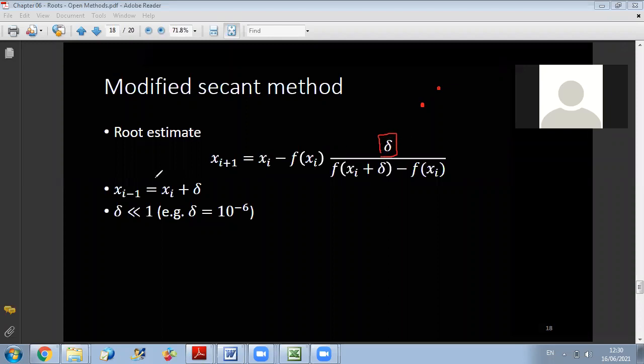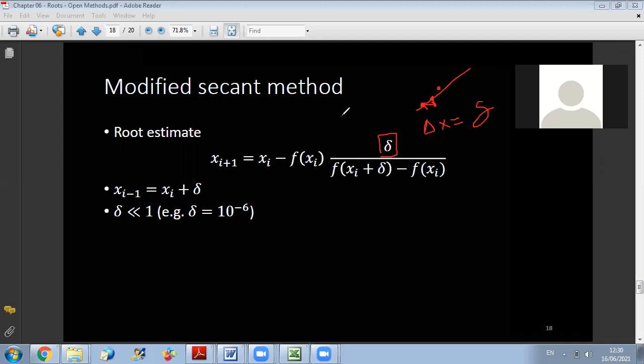So delta x is fixed in the modified secant method. If I know 1 initial guess, I take a delta, let's say 10 to the minus 3. I consider that the second point can just be found by saying that delta x is equal to delta. So I find my second point on the curve, and then I join the 2 points. This is the main difference between the modified secant method and the secant method.